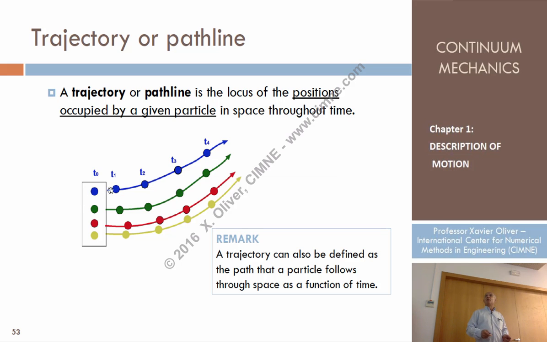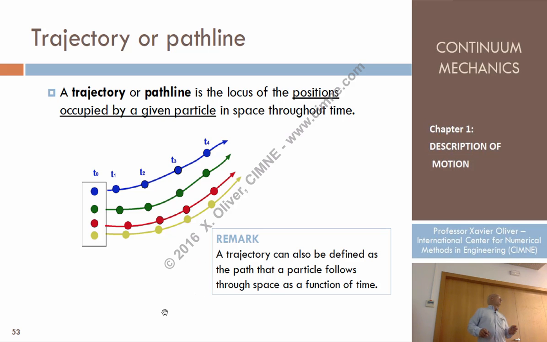Okay? And the locus, all the spatial positions occupied by this blue particle along time is what we call the trajectory or the path line of the particle. Of course, different particles, the green particle that at the reference configuration was here, then follows a different trajectory, and the red particle a different one, and so on.